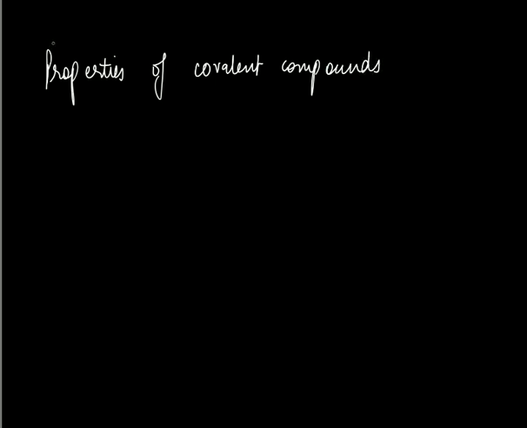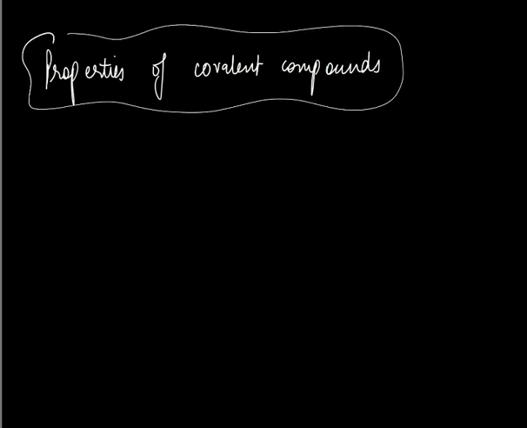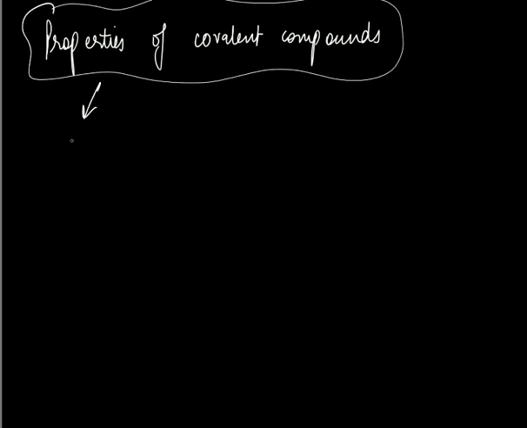Then we come to the next part, that is properties of covalent compounds. So if we talk about physical state, they are generally gases and liquids. Now when I say generally, that means we can have solids also, right?